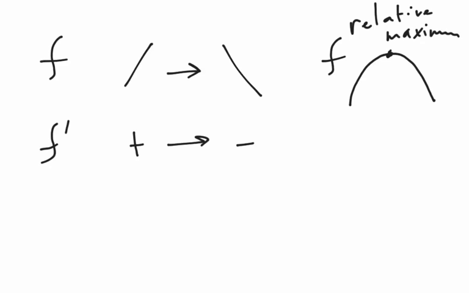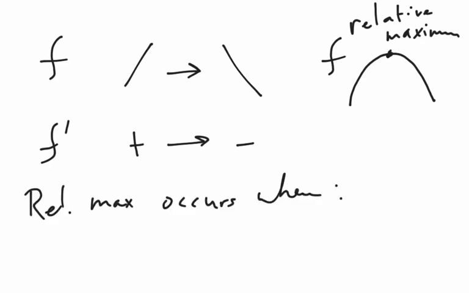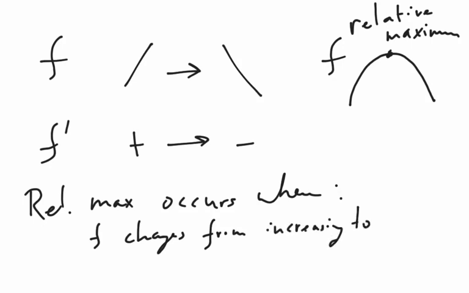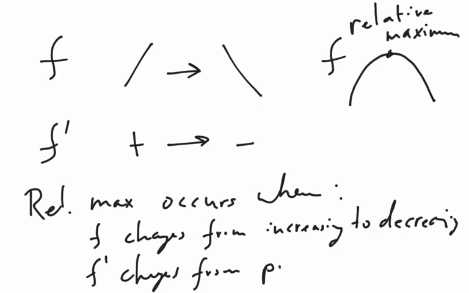And a relative maximum occurs when, you can look at two things. Either f changes from increasing to decreasing, or if you're looking at f prime, f prime changes from positive to negative. And it does have to be in that order. It has to go from positive to negative.